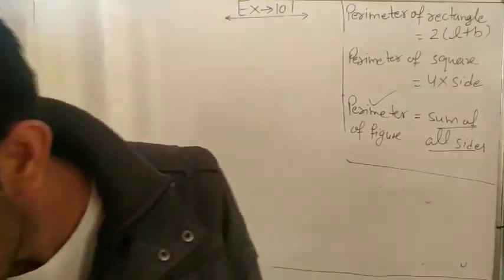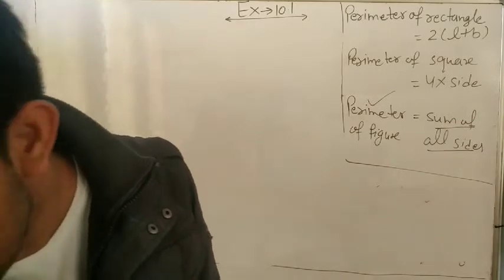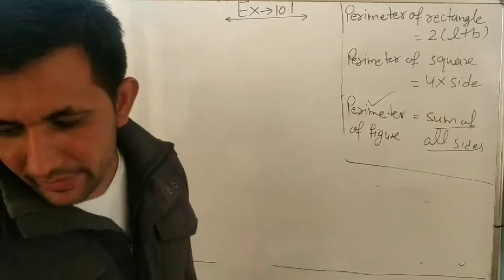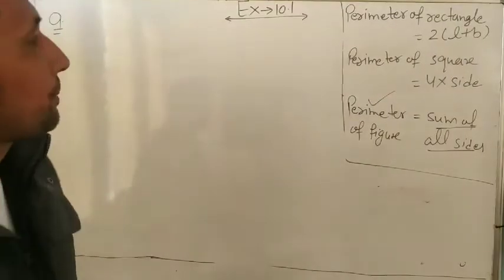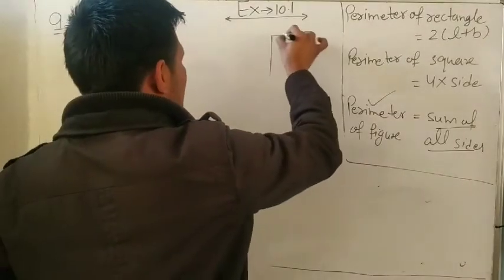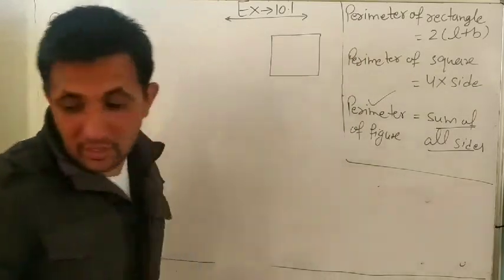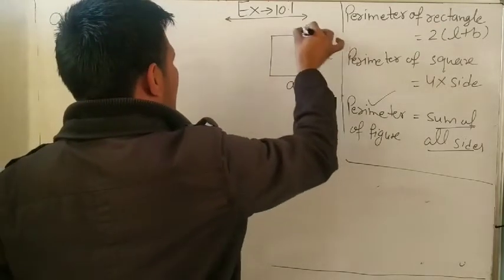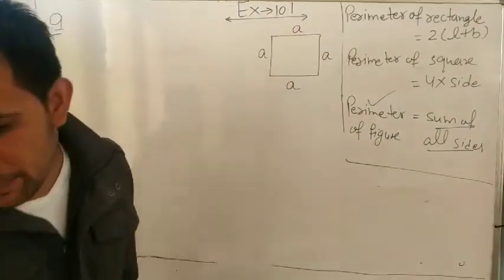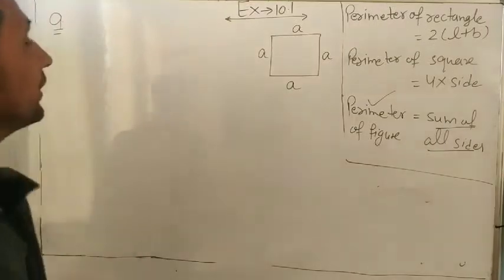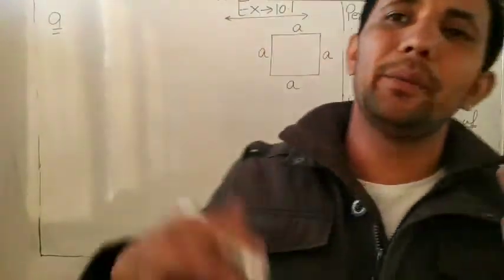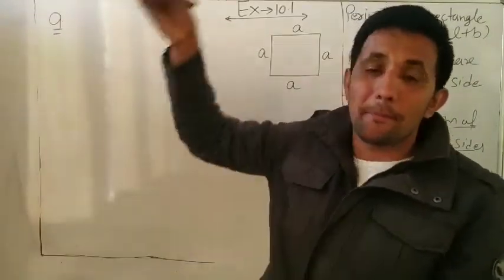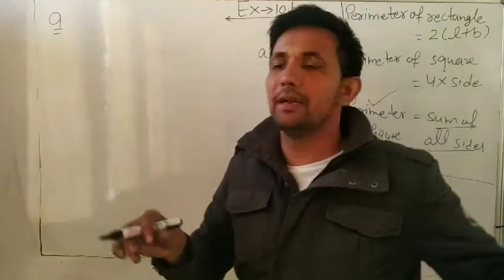Next is given: find the side of a square whose perimeter is 20. Square means all sides are equal. In the question, suppose the sides are A and A. Yes, all sides are equal. And perimeter given is 20. In the previous question the side was given and we had to find the perimeter. Now the perimeter is given, we have to find the side.